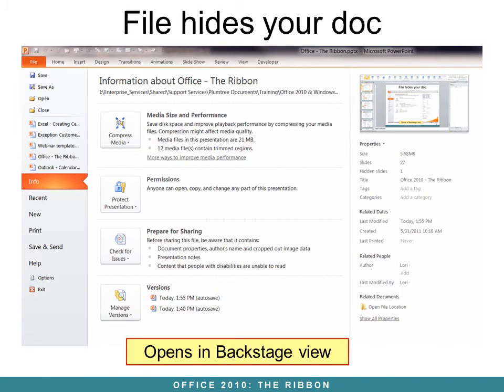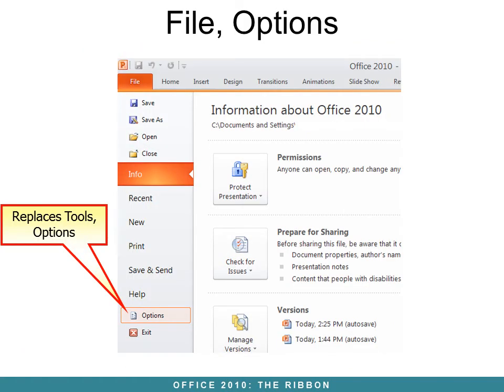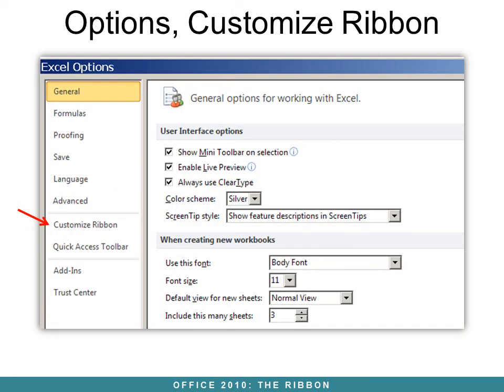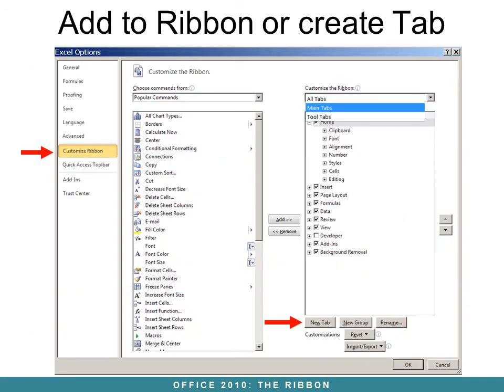I mentioned that File is a little bit different from what it used to be in 2003, and that is it opens in Backstage View. And Backstage View is a way of being able to get at other things that you might need. File Options replaces Tools Options. This is where we're going to find all kinds of ways to change the default, but today we're talking about where we can customize the ribbon. If we want to customize the ribbon, in fact, this is where we're going to find our tool tabs, as well as all the main tabs. This is also where we're going to find the other tab, the Developer tab that we couldn't see before.